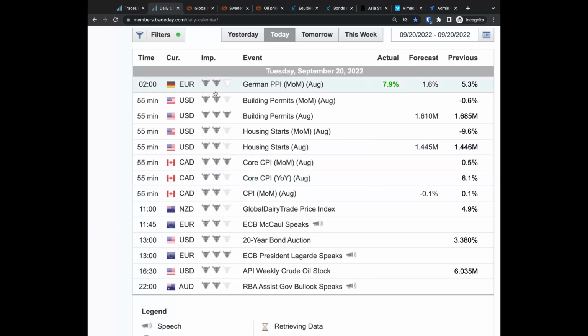There is some housing data, building permits, in 55 minutes, normally tier three, but we are in what I like to call the holding pattern. If you think of an airport where the planes are coming in to land, they're asked to circle in a holding pattern until the runway is clear. And I think that's what markets are in right now, ahead of the FOMC.